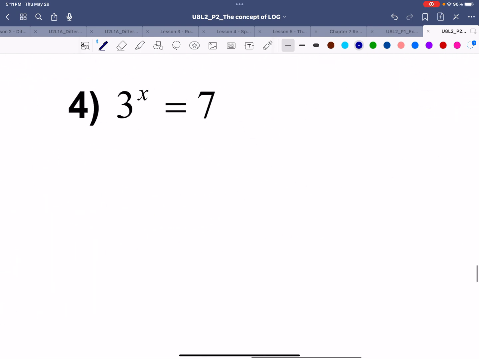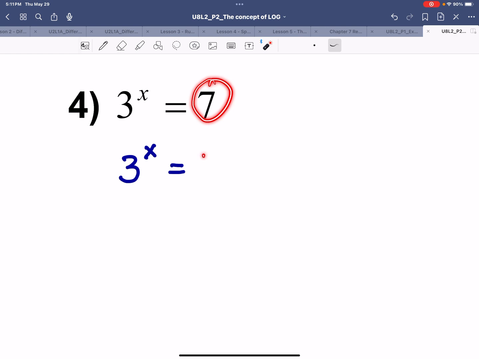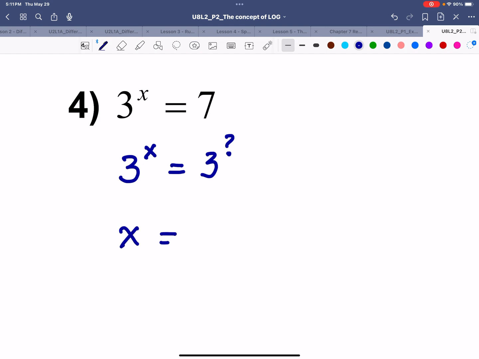Now, in the next example, as you can see here, we have 3 to the power of x equals 7. In this case, we cannot write the number 7 as an exponential with base 3. So the only way we can solve this is by using logs. So aren't we thankful that we learned this concept, right? So we're going to say that x is the exponent, or now we're going to use the word log. We must give to base 3 in order to obtain 7.